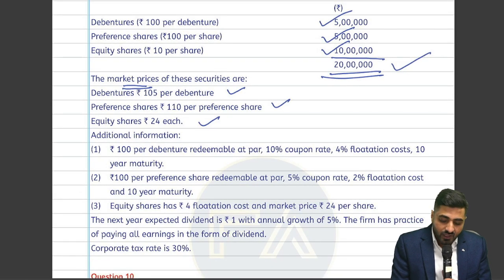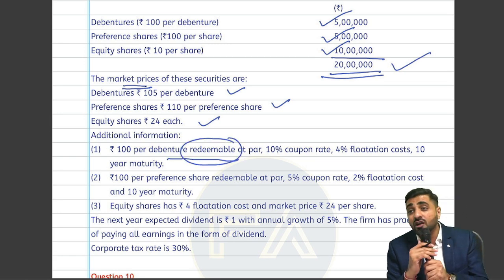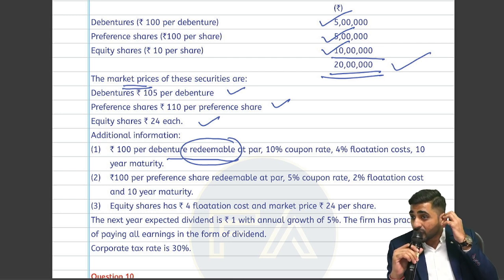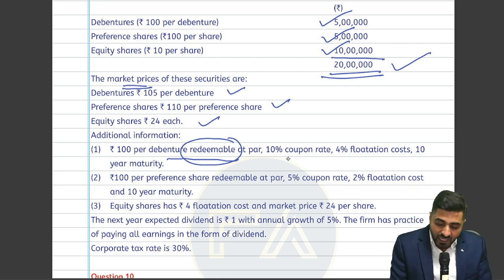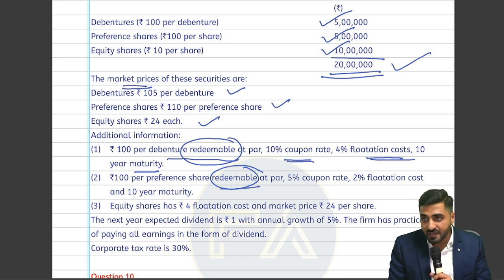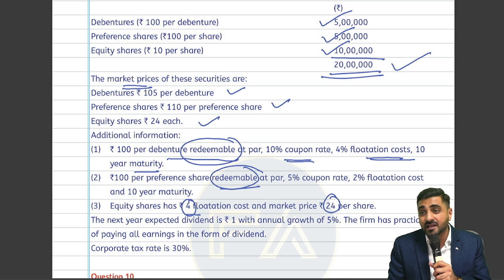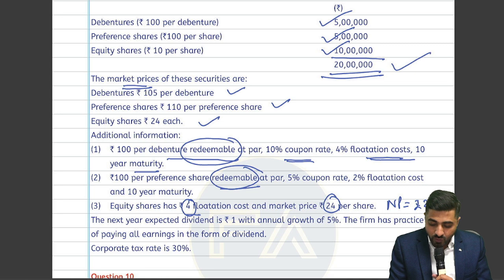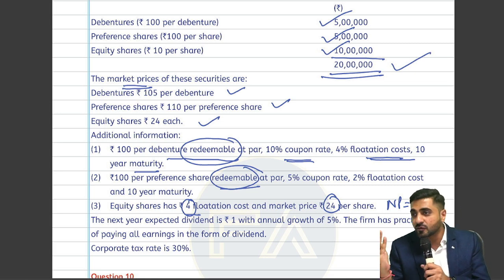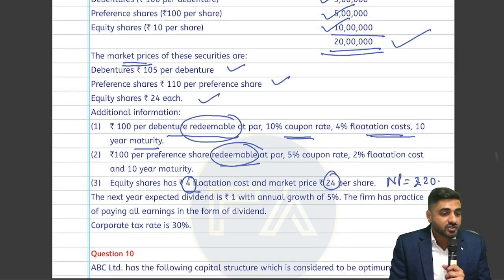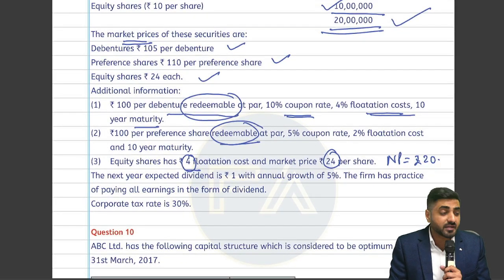Yes, sir. Then they have told you that rupees 100 per debenture, redeemable. Redeemable means smaller formula or bigger formula, beta? Bigger formula will be applied, with 10% coupon rate, 4% flotation cost and 10 years. Same with preferences, these are also redeemable. And then equity shares have a flotation cost of 4 rupees and a market price of 24. So what is going to be the net proceeds in this particular case? 20 rupees. Right? Because 4 rupees is flotation cost, 24 is the market price.